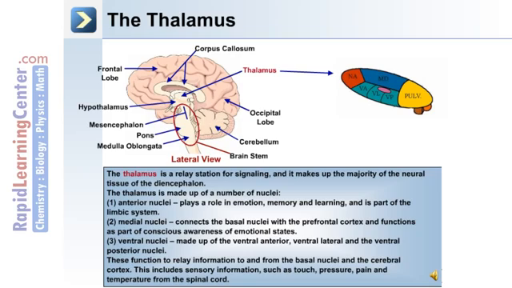The medial nuclei. These connect the basal nuclei with the prefrontal cortex and function as part of conscious awareness of emotional states. The ventral nuclei. These are made up of the ventral anterior, ventral lateral, and the ventral posterior nuclei. These function to relay information to and from the basal nuclei and the cerebral cortex. This includes sensory information such as touch, pressure, pain, and temperature from the spinal cord.